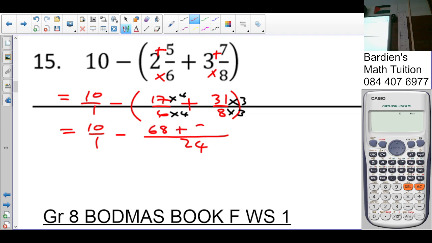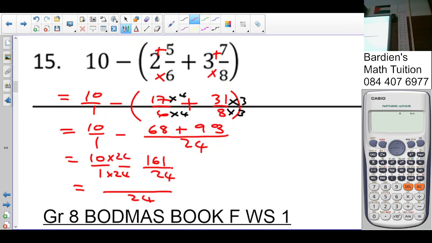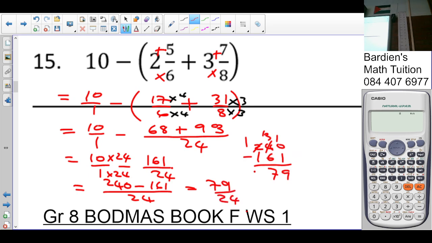It's simply going to give us 68 plus 93, which is 161. 161, of course, couldn't have been even there because that's odd and even. Now, what's your LCM here? 24. So times by 24. So you only get 240 minus 161. So 240 minus 161 is 79. Is that correct? Yes, 79 over 24.